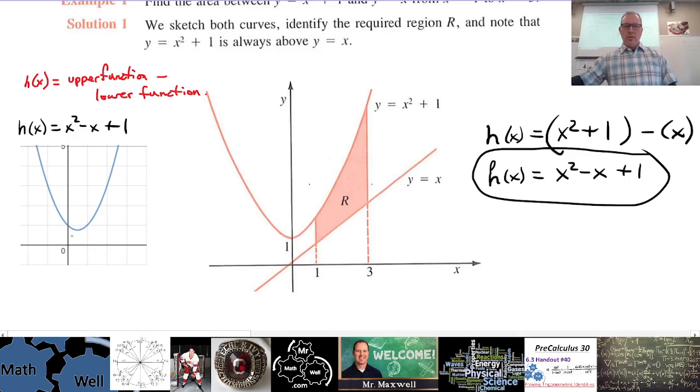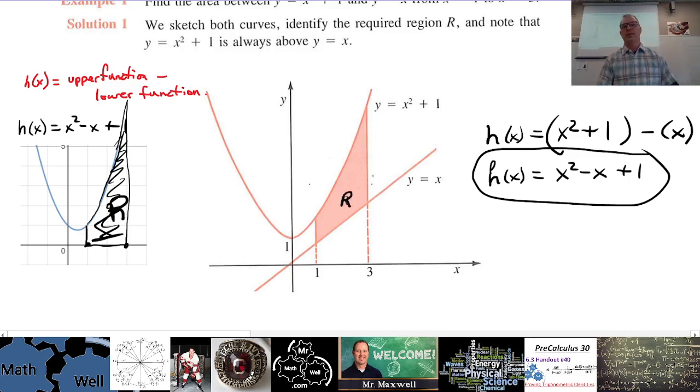Now 1 to 3. So here's 1, and this is 3. I don't have the markers down there. But if we were to extend this, this area right here, that area under the curve is the exact same as this area between these two curves. So that R there is the same as this R.